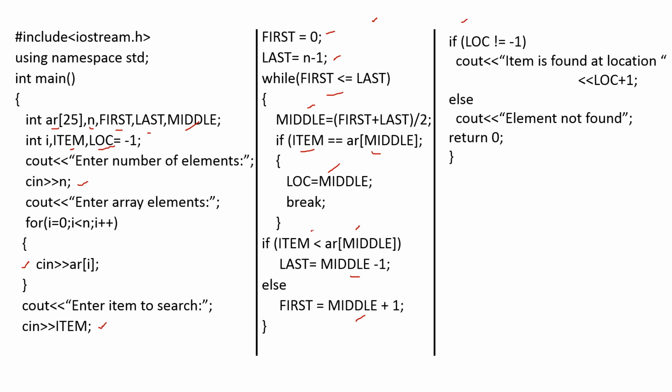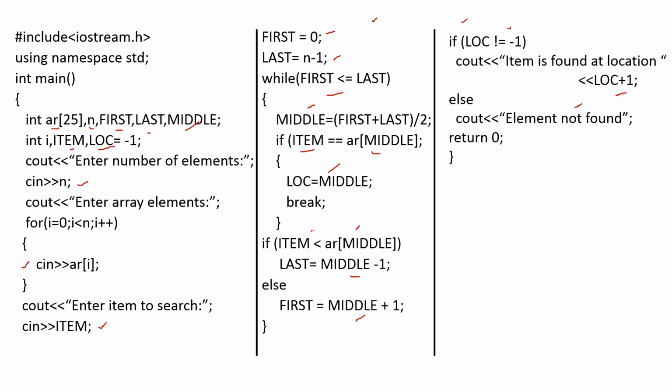So if location is not equal to -1, you have to print the location as LOC plus 1, else you have to print element not found. So this is a way how binary search can be done.